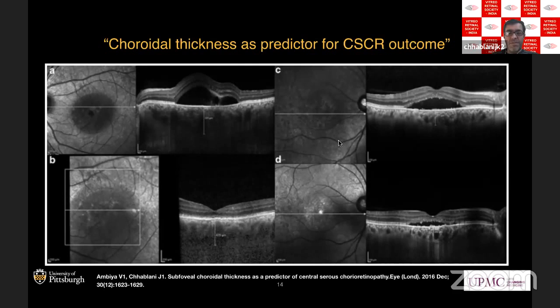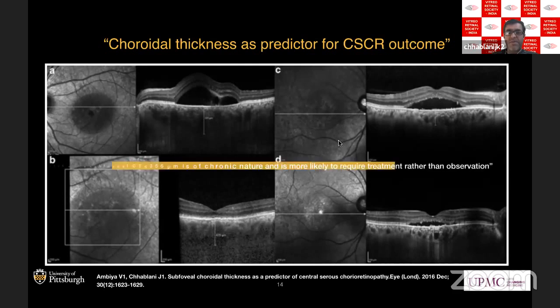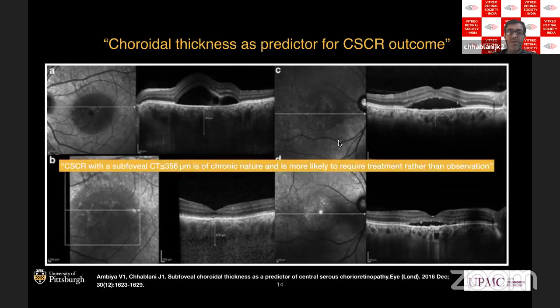When I was at LVP, we looked at this data and found that if you have a subfoveal choroidal thickness less than 350, then it is pretty much a chronic CSR. When you see a patient for the first time with subretinal fluid and not much thickened choroid, say less than 350, that means this is pretty much a chronic CSR which needs treatment rather than observation, as you can see in the pictures behind.